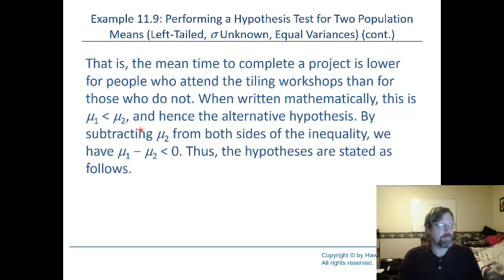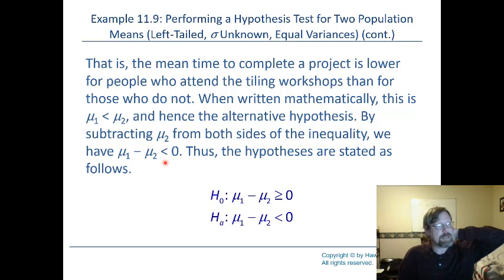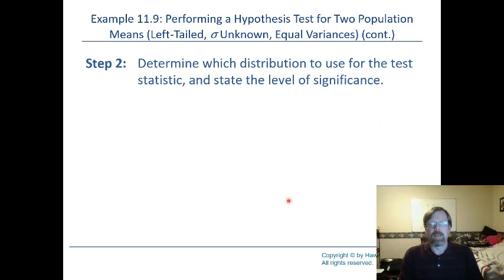That's our alternative hypothesis. We can rearrange this so all the means are on one side, and that gives us mean 1 minus mean 2 is less than 0, right? Because if mean 1 is smaller than mean 2, we'll have a negative number. And so we can state those hypotheses as, here's the one we're proposing, that mean 1 minus mean 2 is less than 0. The null hypothesis is the logical opposite, that that difference is greater than or equal to 0. All right, so what distribution to use, what test statistic to use, and what's our level of significance?